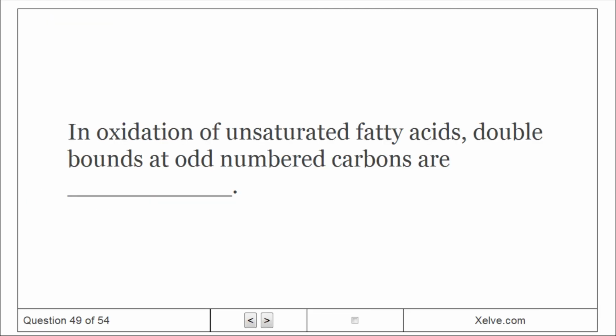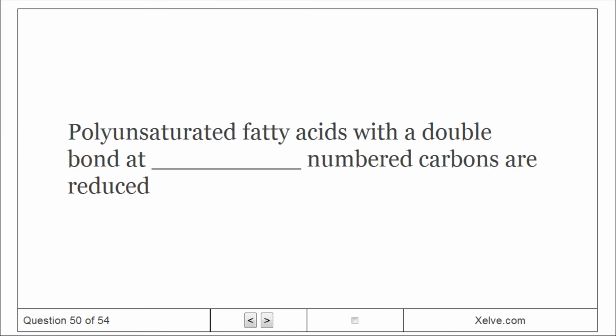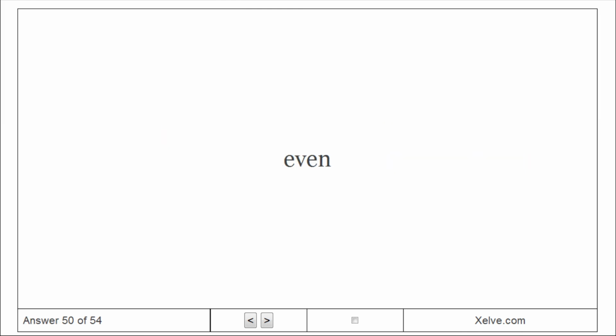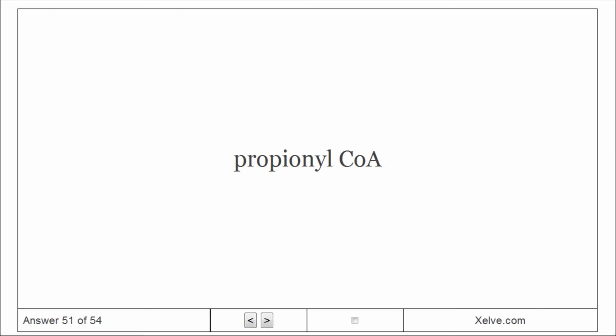In oxidation of unsaturated fatty acids, double bonds at odd-numbered carbons are blank. Isomerized. Polyunsaturated fatty acids with a double bond at blank-numbered carbons are reduced. Even. Odd-chain fatty acids yield blank in the final thiolysis step. Propionyl-CoA.